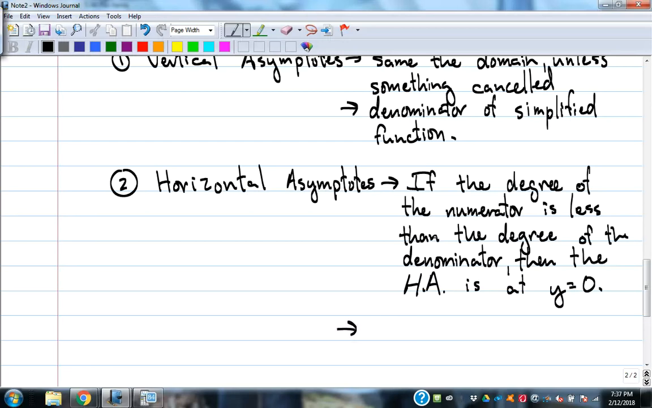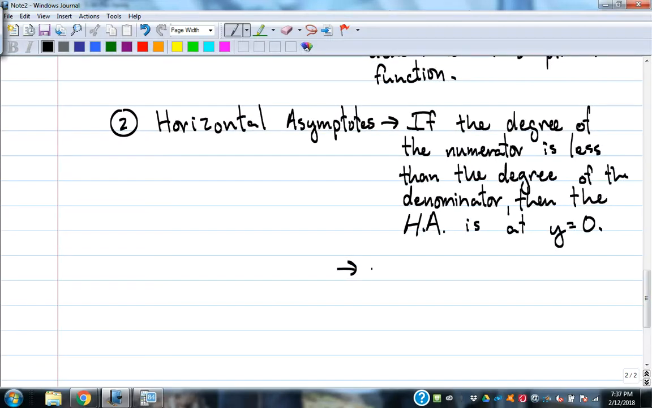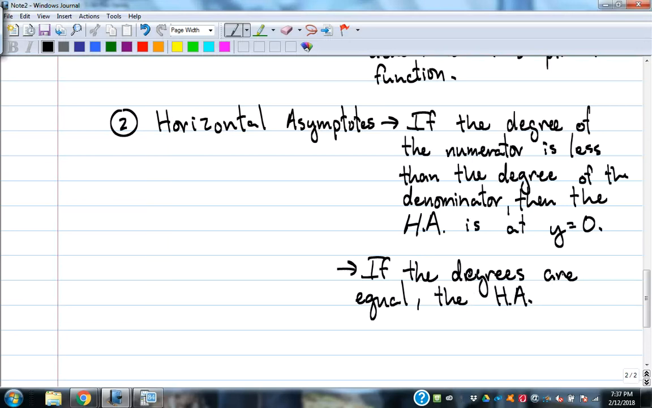A horizontal asymptote also occurs if the degrees are the same. If the degrees are equal, the horizontal asymptote, HA, is at the ratio of the leading coefficients.